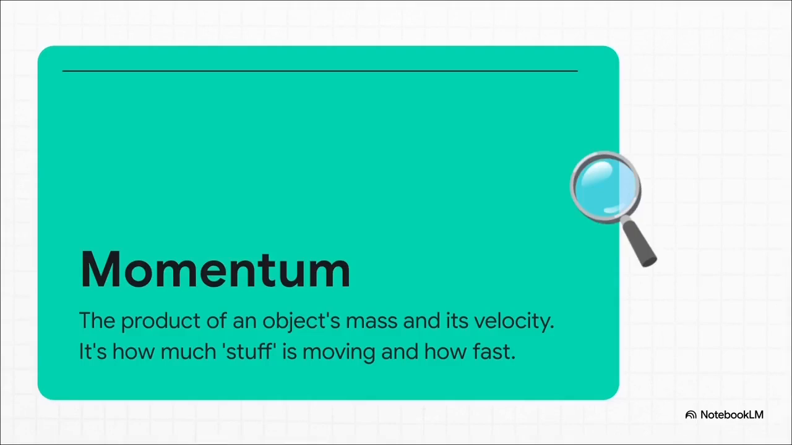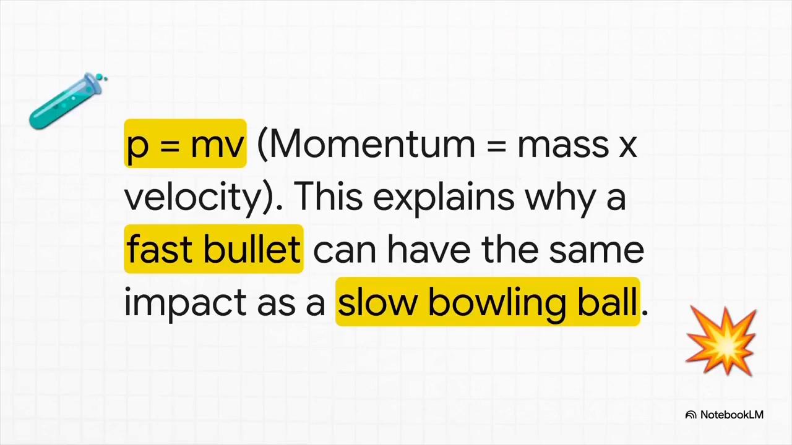So here's the official definition, and it's actually beautifully simple. Momentum isn't just about how heavy something is, and it's not just about how fast it's going. It's the ultimate team-up of both. It's the mass of an object times its velocity. How much stuff is moving, and how fast is it moving? That's really it. That entire powerful idea boils down to one elegant little equation, P equals m times v.